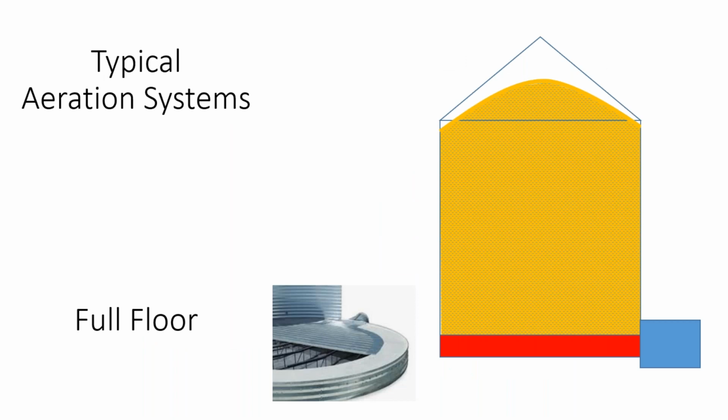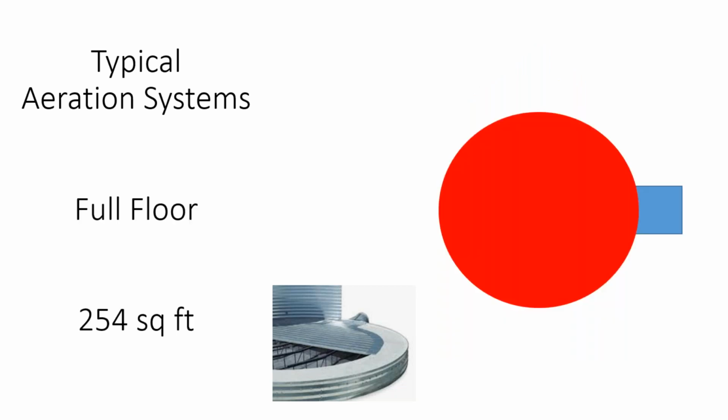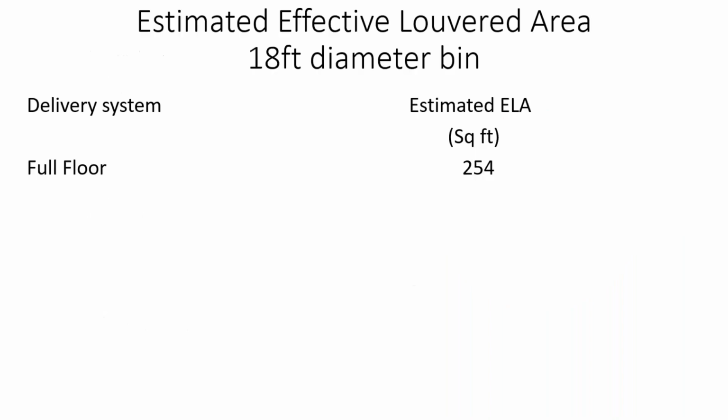Now, the first aeration system that we're going to look at is the full floor aeration system, and this is the most efficient system out there. The full floor is louvered, and I'm using an 18 foot diameter bin, so about a 5,000 bushel bin, and that works out to 254 square feet of effective louvered area, which is the optimum. That's as good as it gets. You can't get any better air contact with today's technologies.